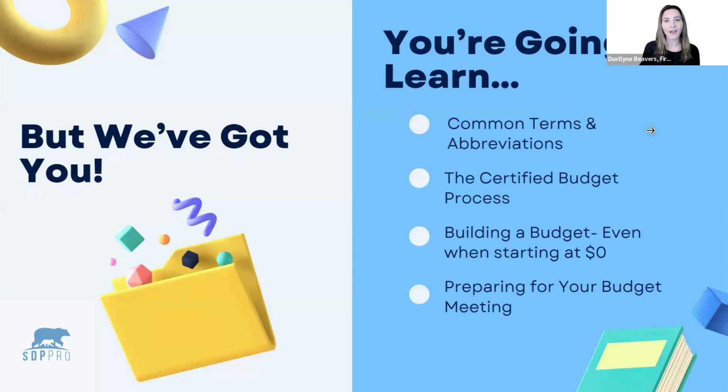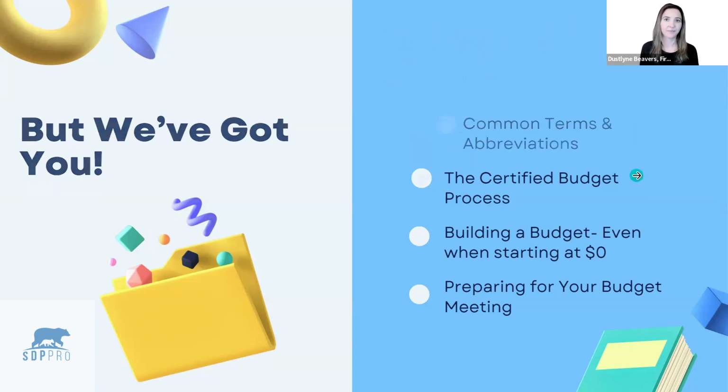So what we're going to cover today are the common terms and abbreviations so that way you can get more comfortable with that regional center talk. Second is we're going to go over the certified budget process, help you understand how you build your budget, even if you're starting at zero. And lastly, helping you prepare for your budget and giving you some tips and tricks. So don't worry so much about the topic. We've got you, and you will feel much better after you watch this series.